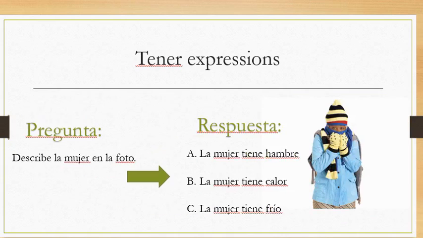There are many tener expressions, and a good thing for you to do would be to check out your tener expressions in your textbook. And if you have any questions, as usual, please ask me and I can help to clarify.